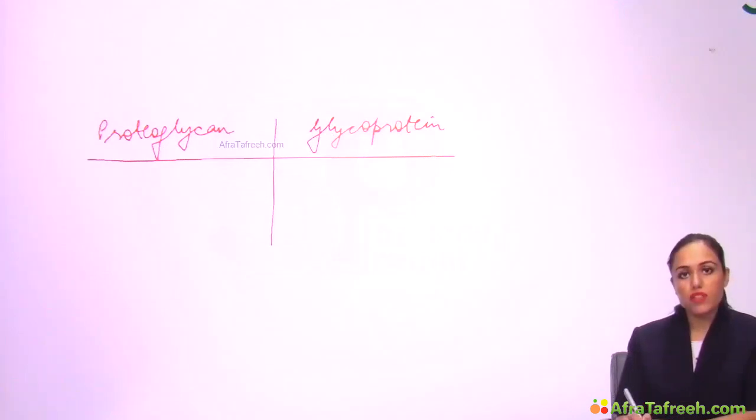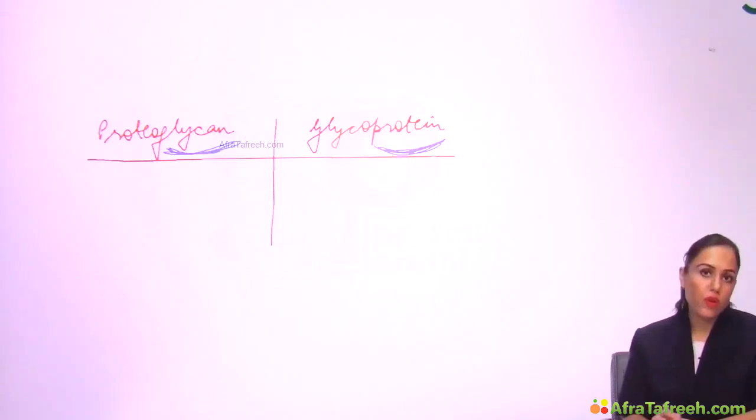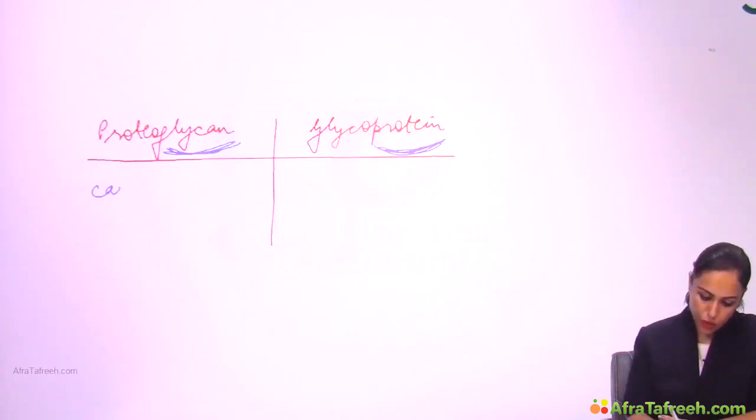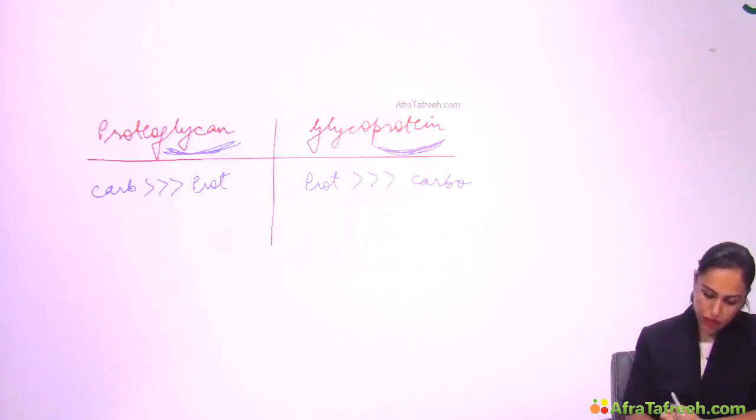Always the part which is written later, that is protein here and glycan here, that is more. Glycan means carbohydrate. So in proteoglycan, carbohydrate is more than protein, but in glycoprotein, protein is more than carbohydrate. Now in case of proteoglycan, the example we have done is GAGs. GAGs is the example here. And the carbohydrate of proteoglycan is always a heteropolysaccharide. We have done that.